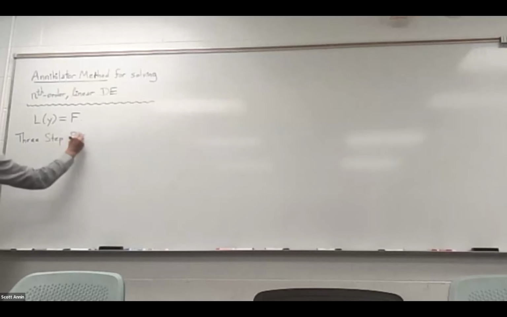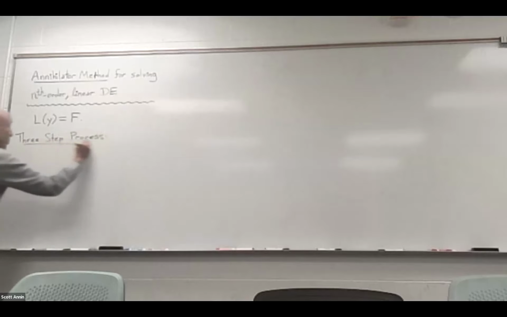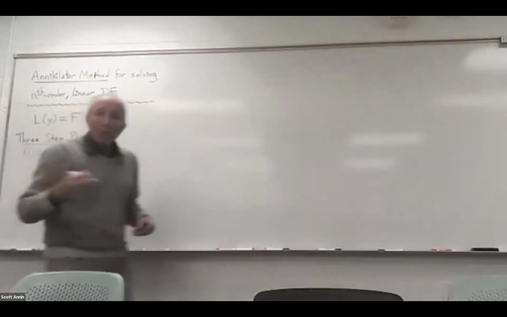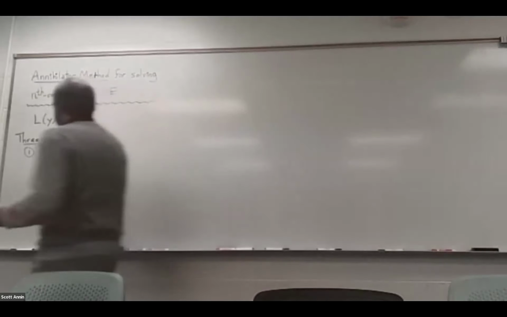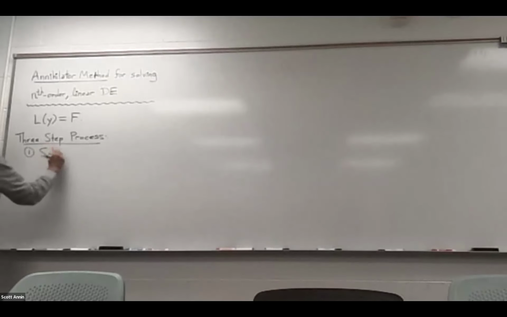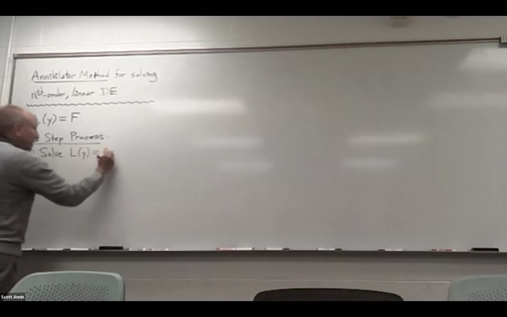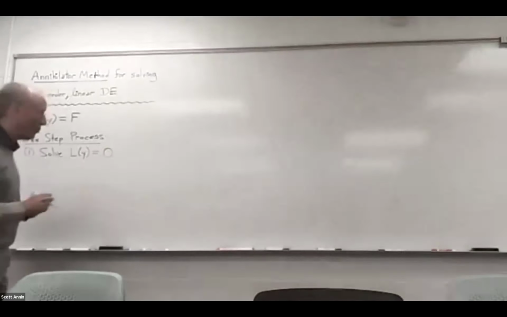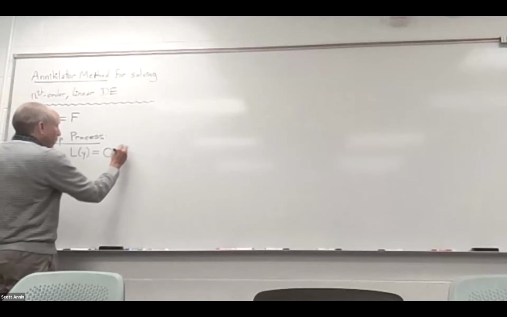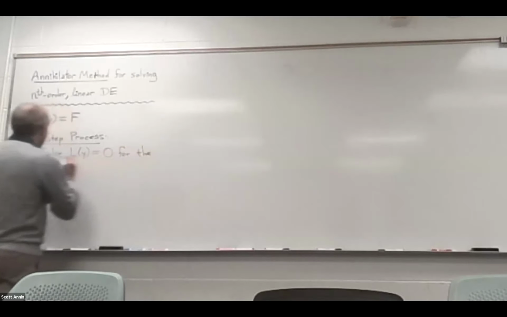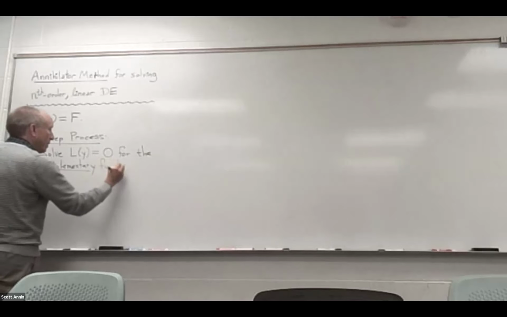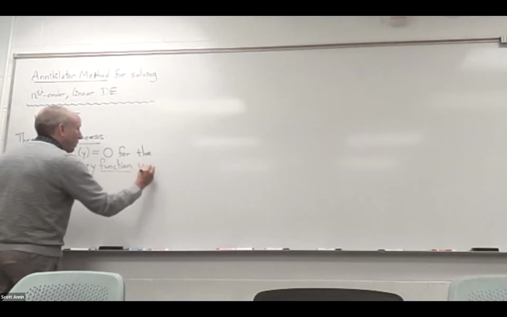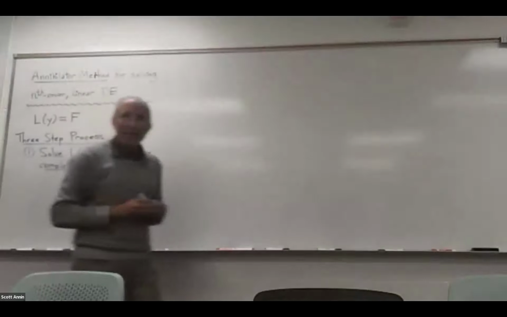A three-step process. The first step is going to be to solve the associated homogeneous differential equation. So what we're going to do first is solve L of y equals 0. This would be the homogeneous differential equation, right? For what I'm going to call the complementary function, this is the word that is associated with the solution. And this would be denoted as y sub c of x.